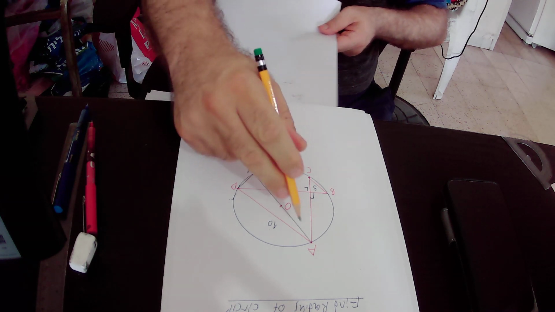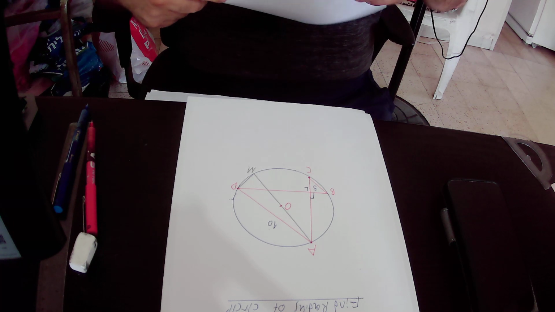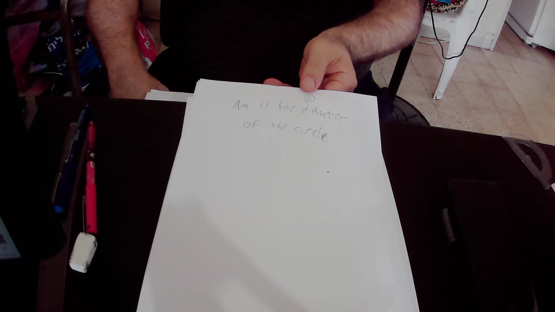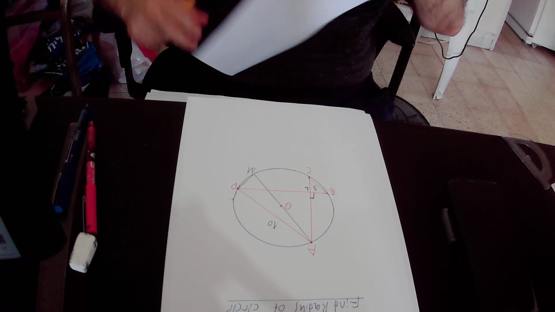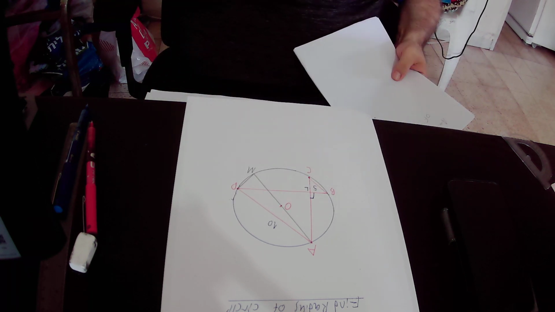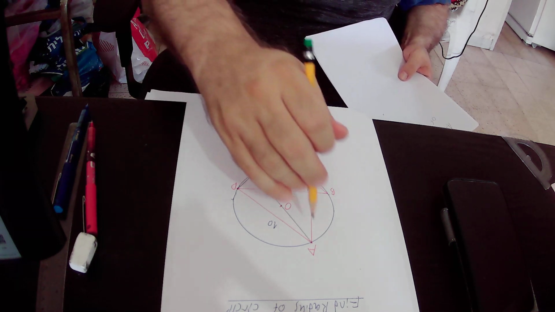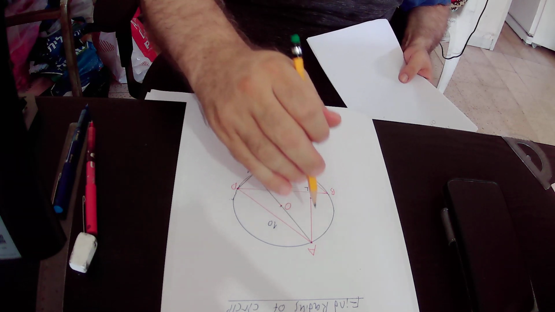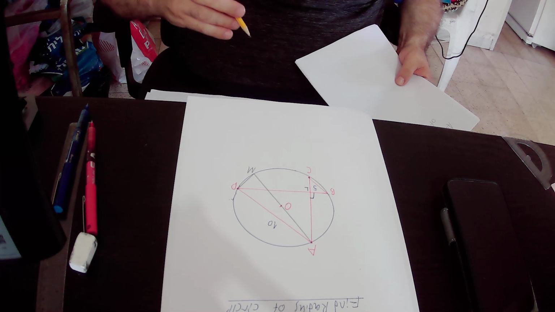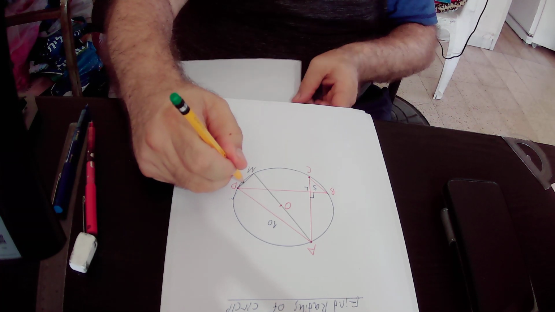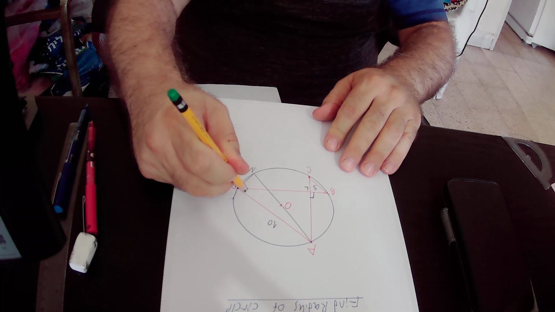Okay, string AM is the diameter of the circle, and because of the fact that angle ADM rests on the diameter AM, according to rule number 1, it equals 90 degrees. Okay?